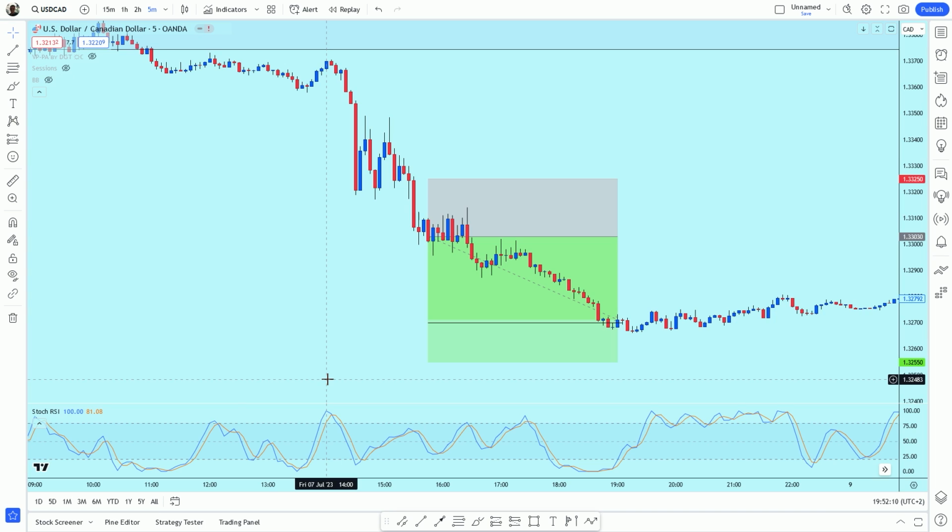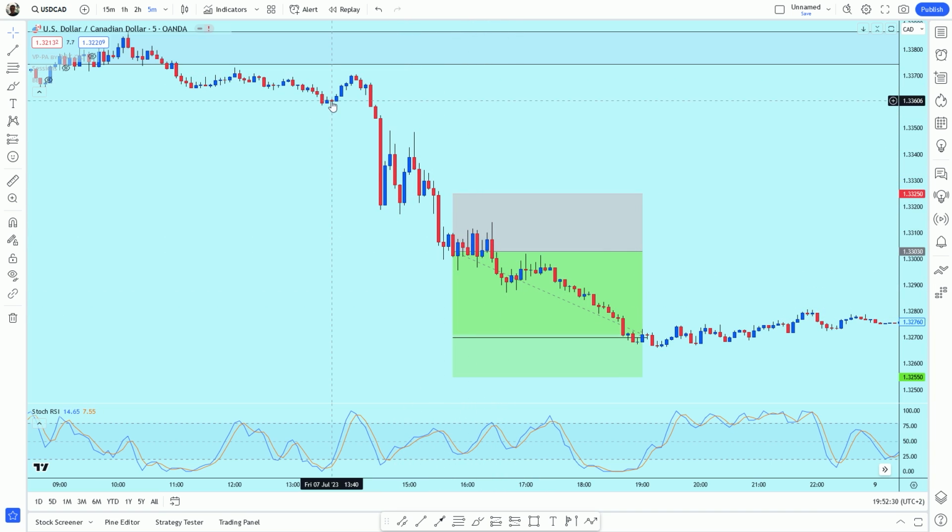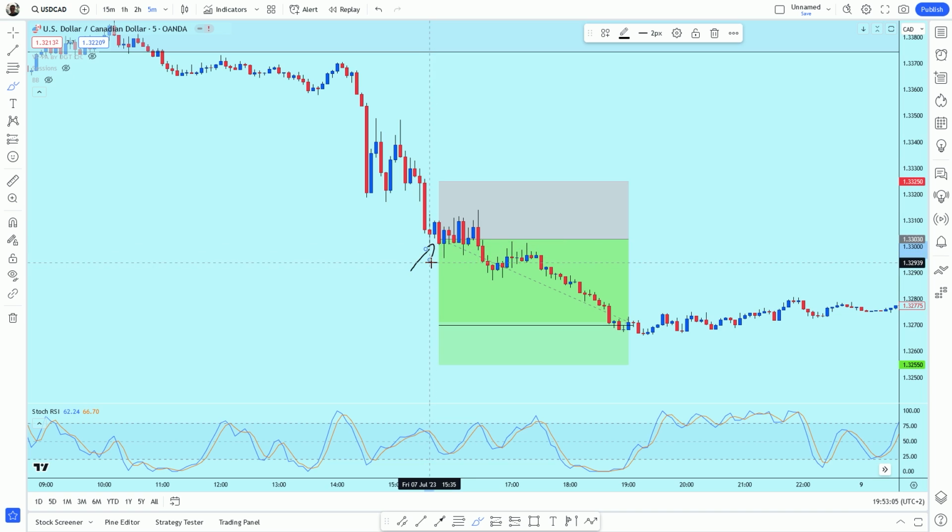frame, which I rarely do, but this time I decided to enter on a 5 minutes chart because volatility was very high and price was moving very fast, and I scaled down to this low time frame, and this is where I found my entry point.